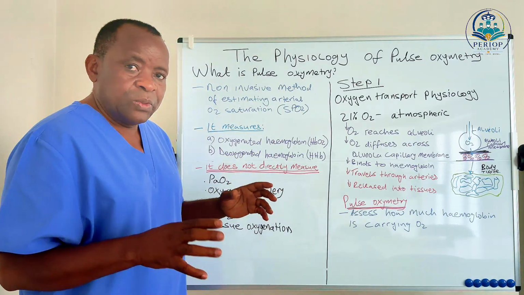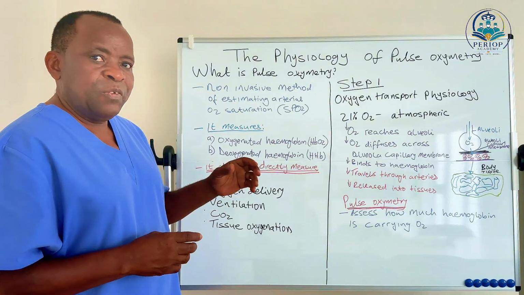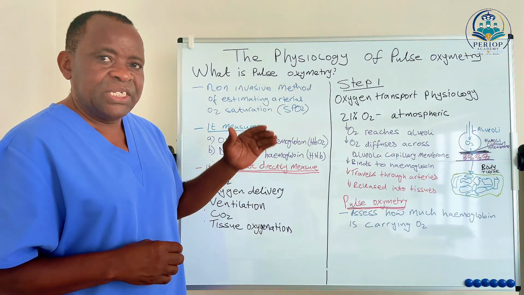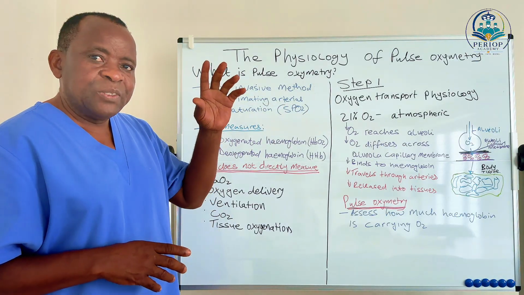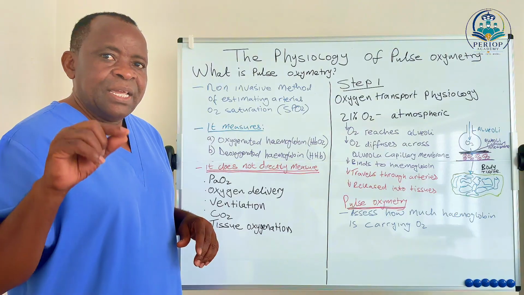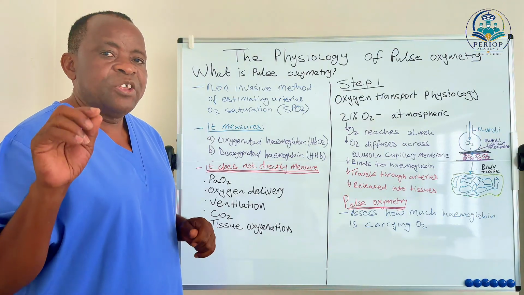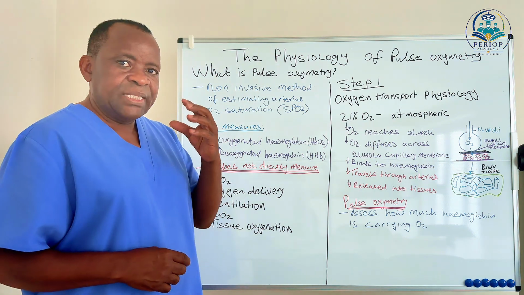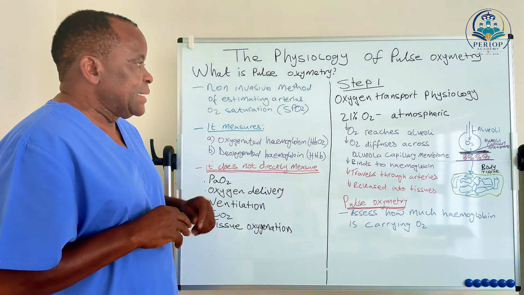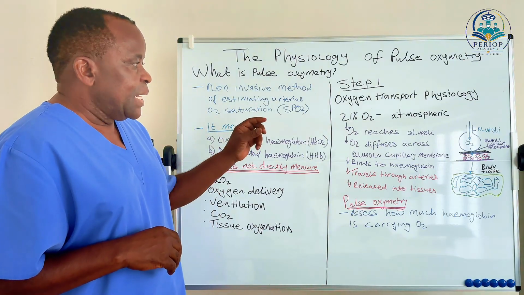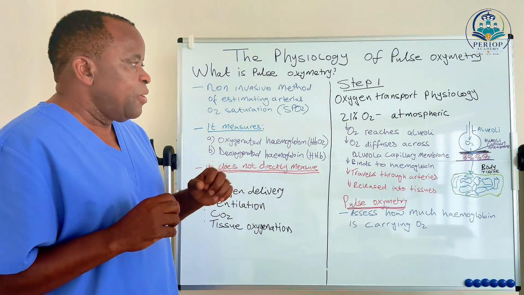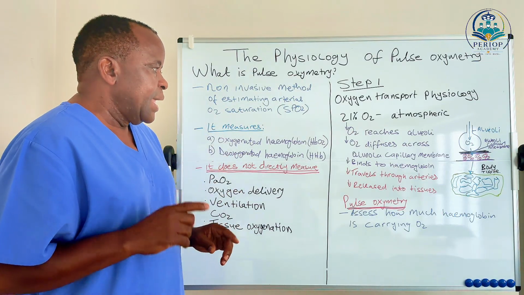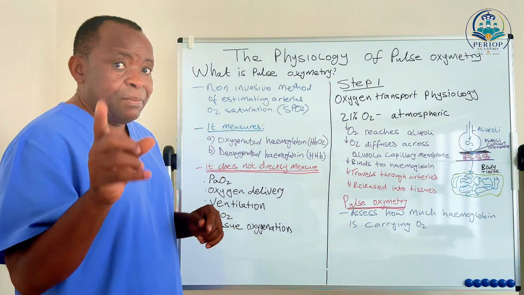For us to go along in this discussion, I've thought of going step by step. At this moment we want to look at the transportation of oxygen from the atmosphere until it reaches the tissues where it is finally utilized. We have oxygen at 21% in the atmosphere. We breathe it in through our respiratory system, and it reaches the functional unit in the lungs, which is the alveoli. In the alveoli, it diffuses across the alveolar capillary membrane and binds to hemoglobin.